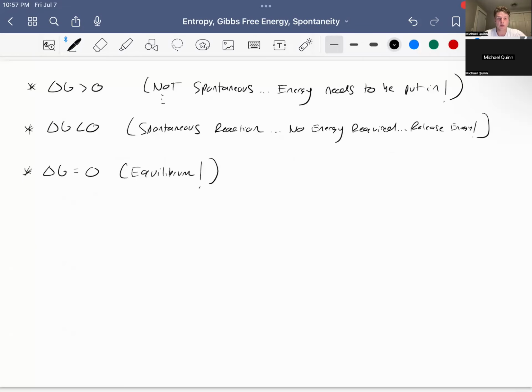So using delta G will be very helpful when we work with chemical reactions to decide whether that reaction is going to proceed spontaneously or not.